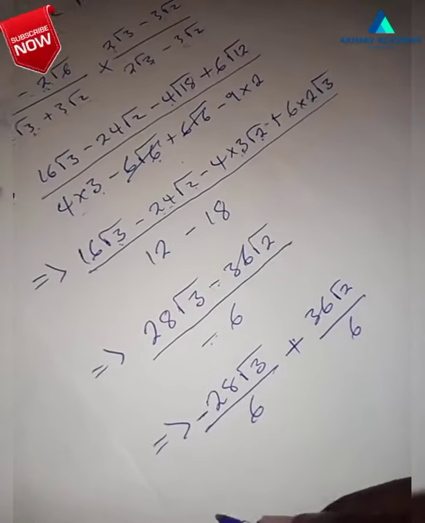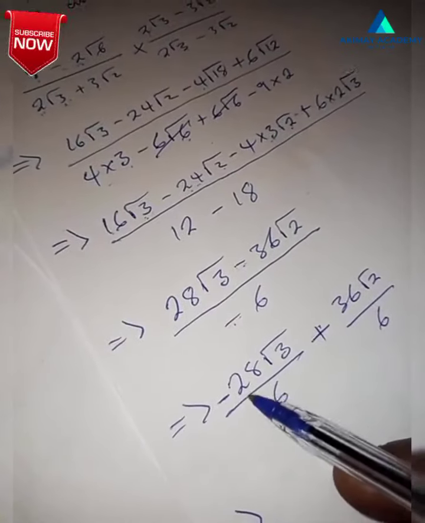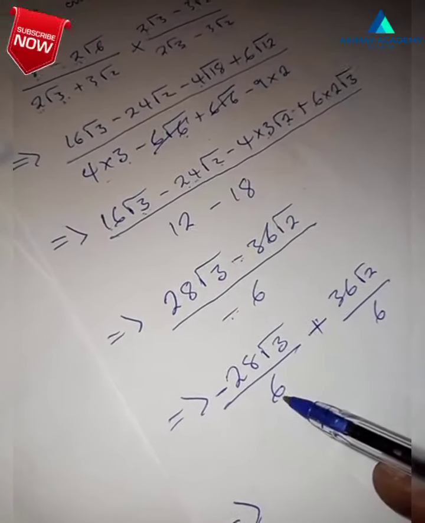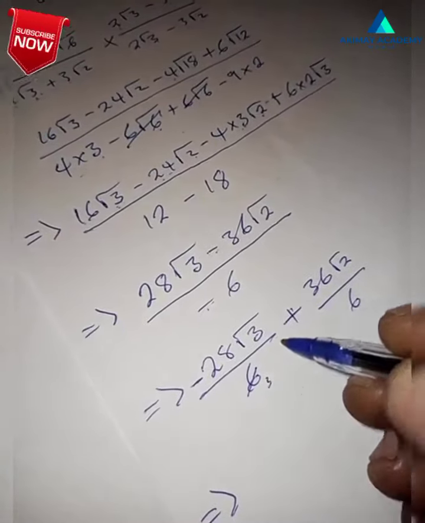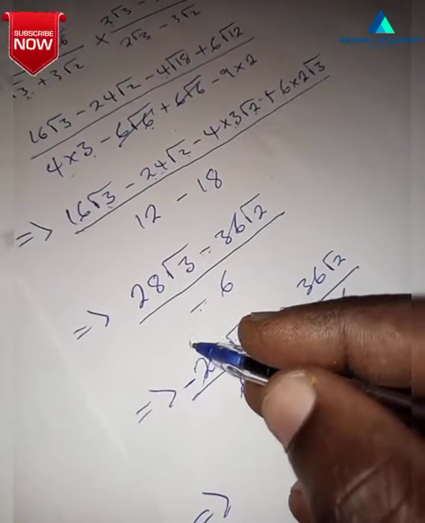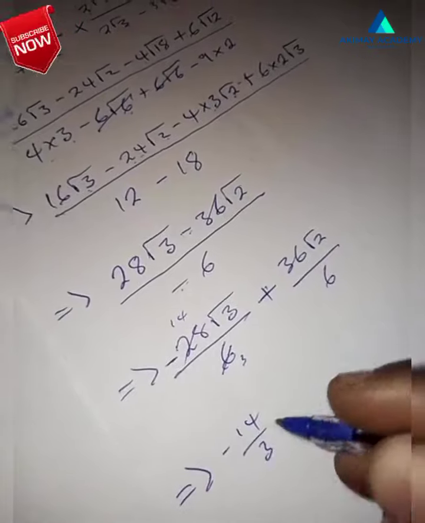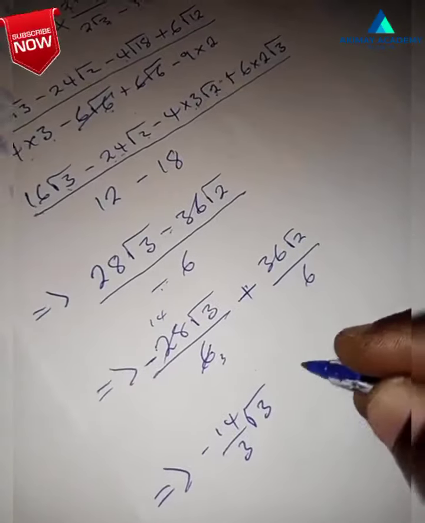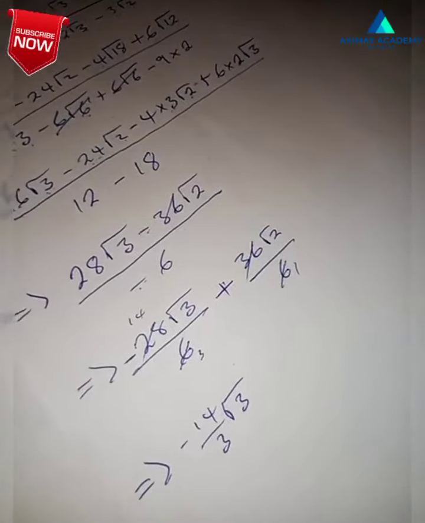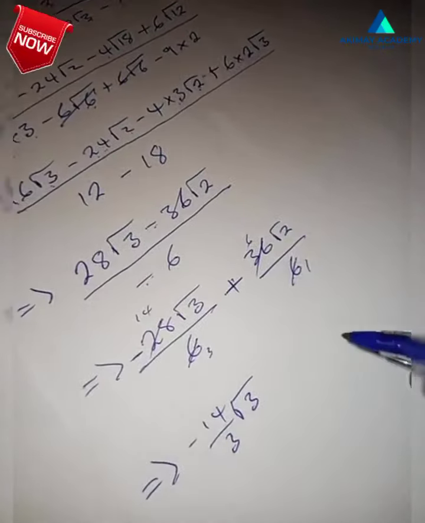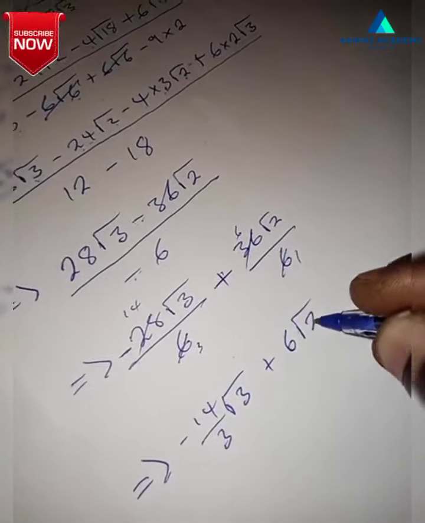At this point you can see that we have minus 28 over here out of 6. 2 enters here 3 times, and 2 enters 28 14 times. So we have minus 14 out of 3 root 3. Then here we have 36 out of 6, which gives us 6. So we have plus 6 root 2.